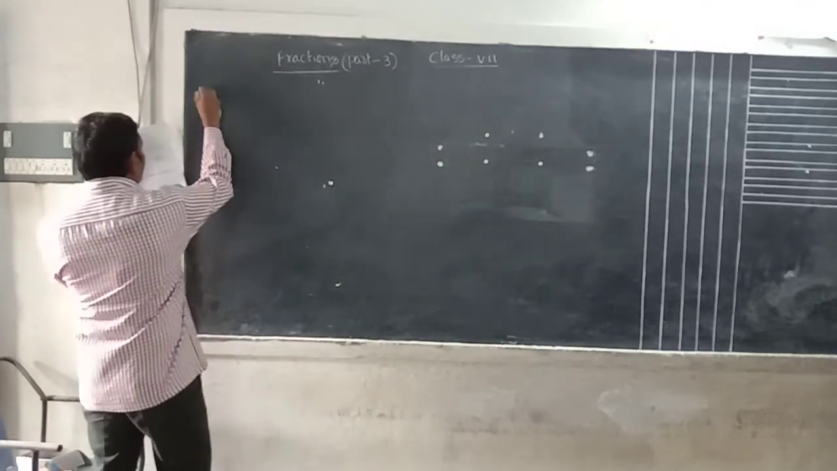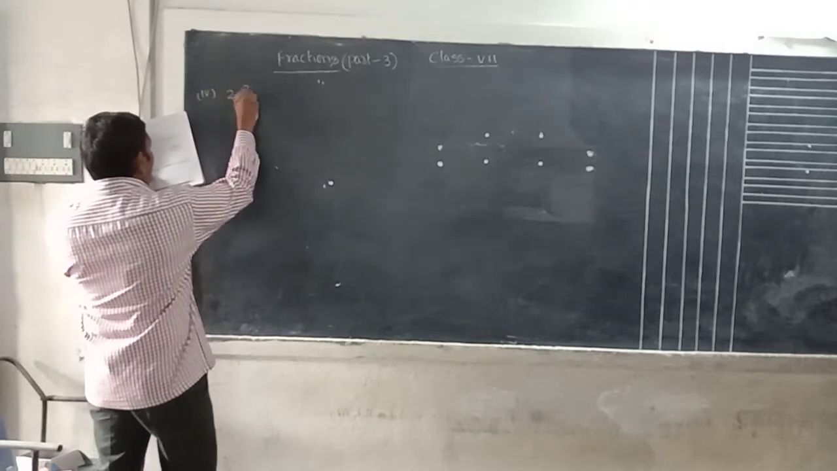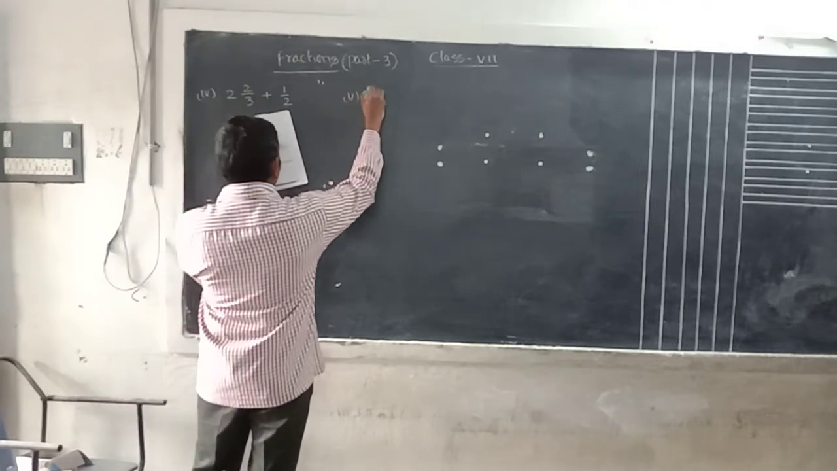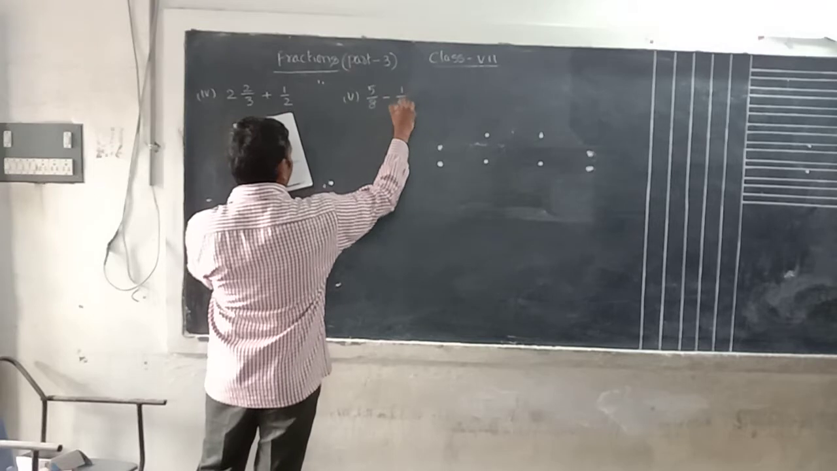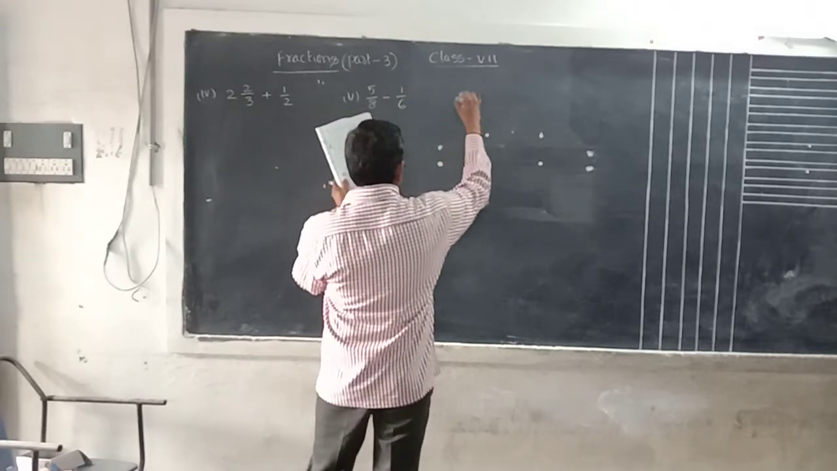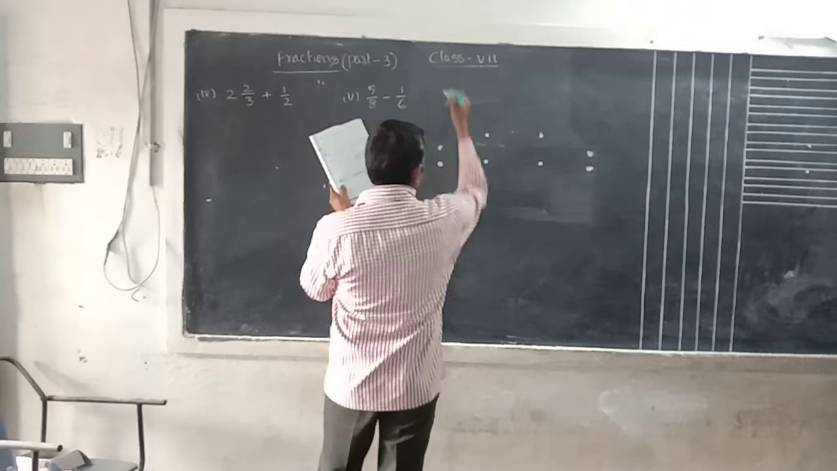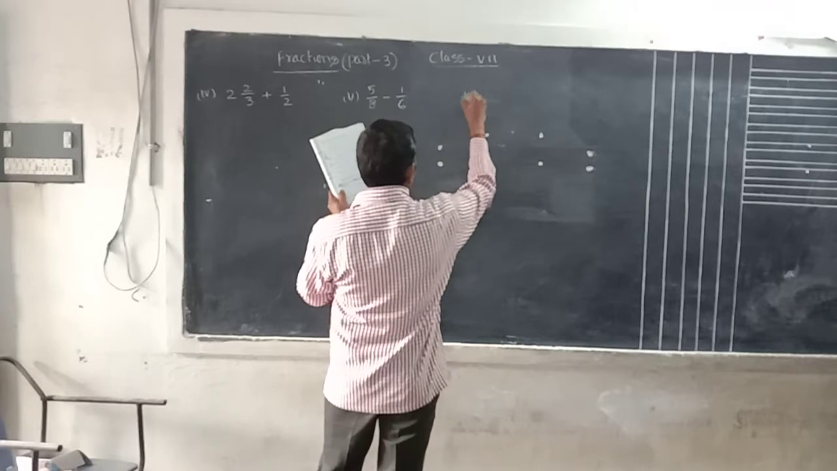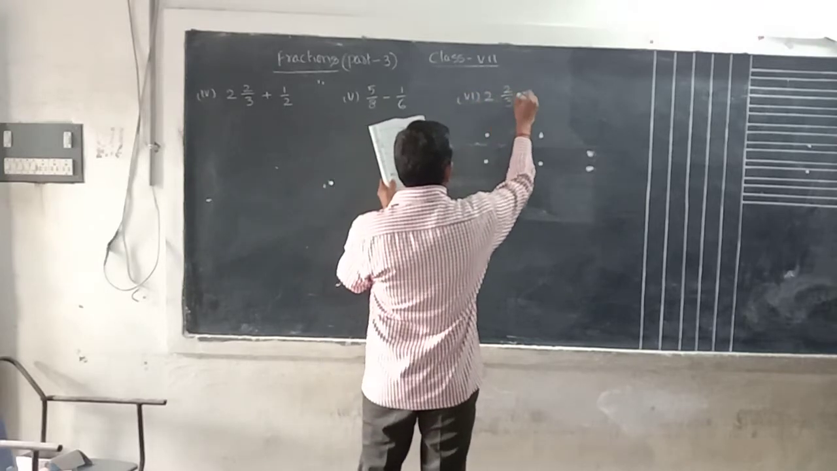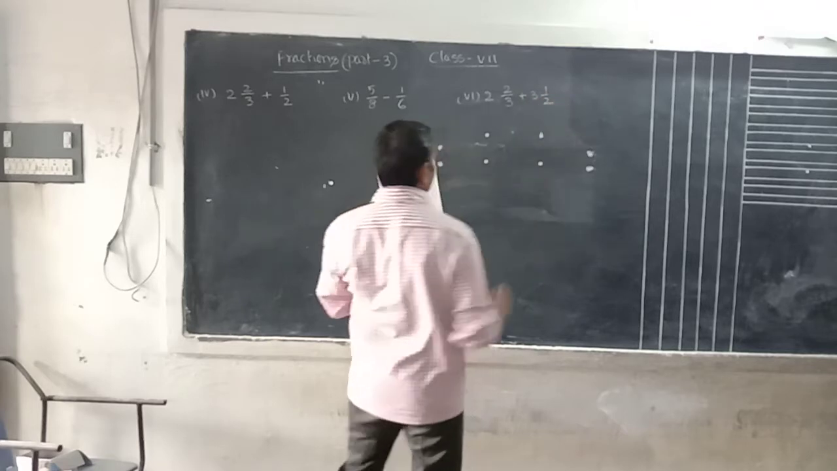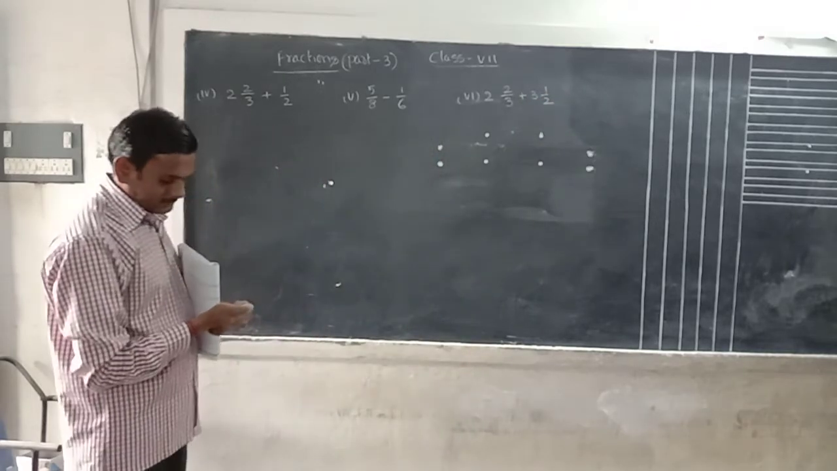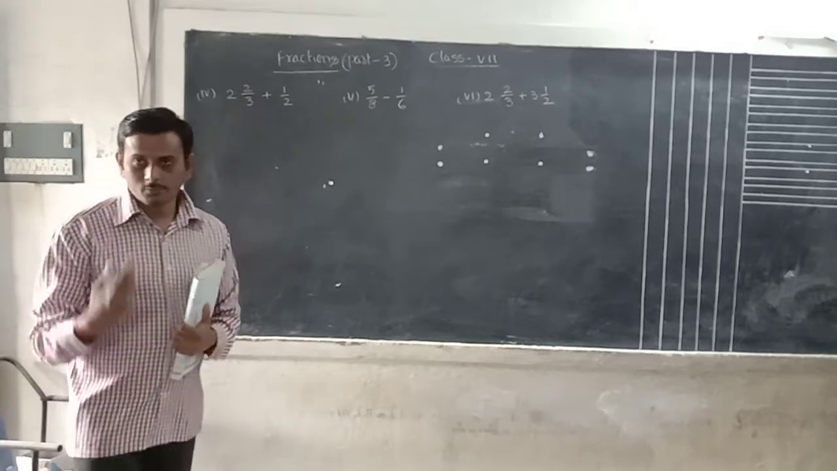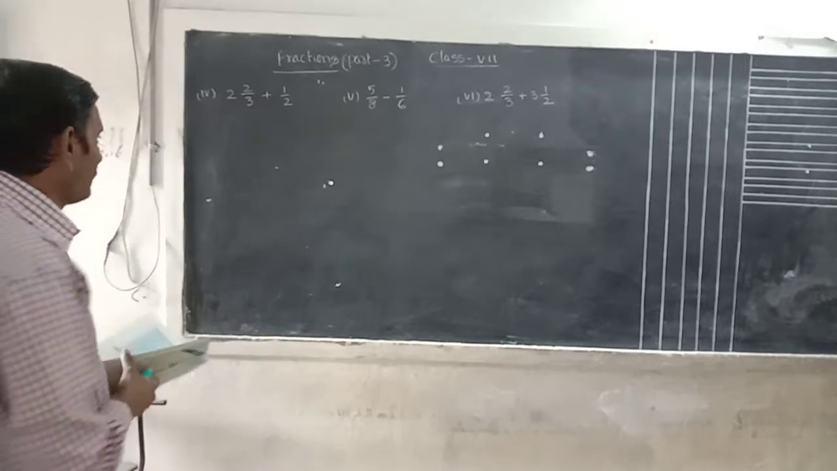What is the answer for this one? Fourth question: 2 by 3 plus 1 by 2. Next one, fifth one: 5 by 8 minus 1 by 6. Sixth one: 2 by 3 plus 3 1 by 2. And now we will solve these. Whenever you get addition or subtraction problems, you can very easily complete them.